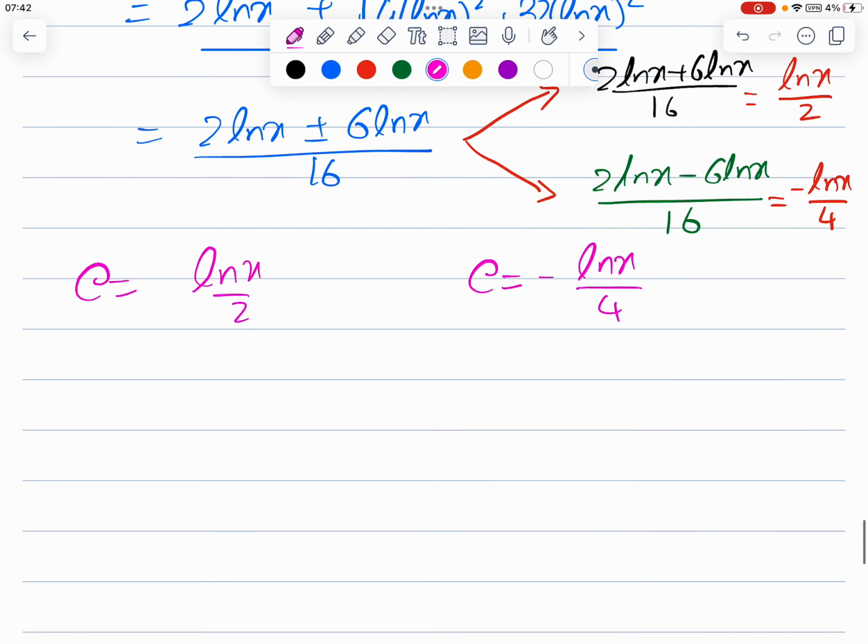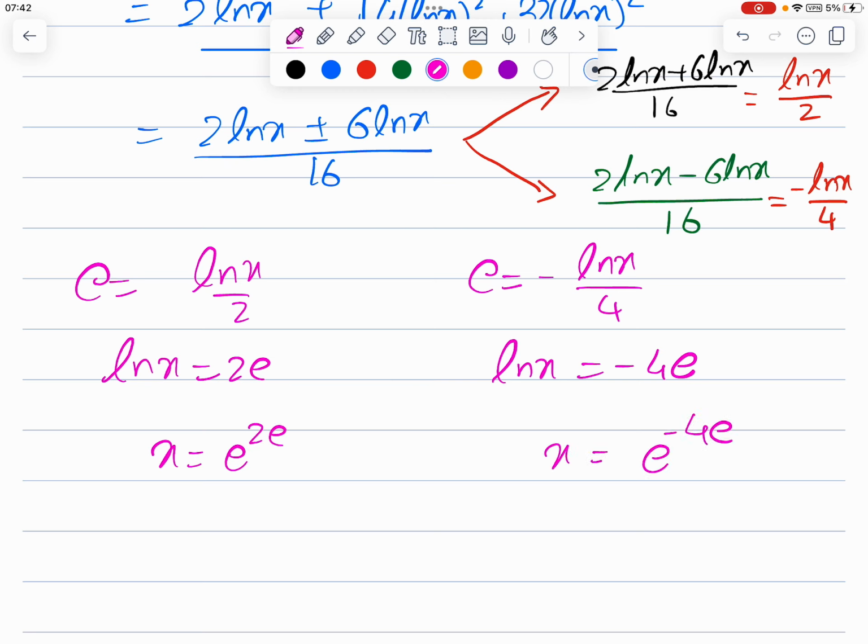So from there, ln x equals 2e, ln x equals minus 4e. So x equals e to the power of 2e, x equals e to the power of negative 4e. That's going to be the answer.